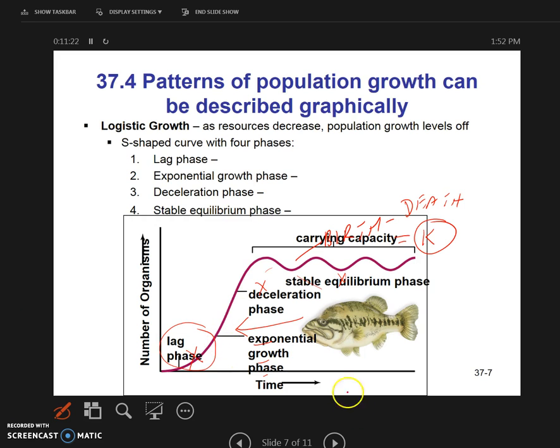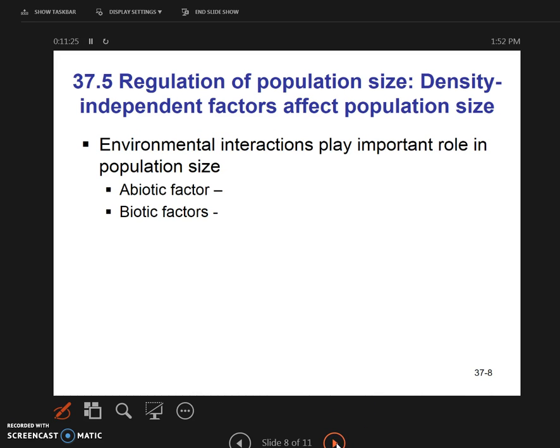All right, so here the environment now plays a very important role in population size, and there are two types of factors. So here's the abiotic. A means no, bios means life. So here these are the density independent factors. They are not dependent on population. Okay, so for example, this would be a drought or a flood. Biotic factors are density dependent. They are density dependent factors.